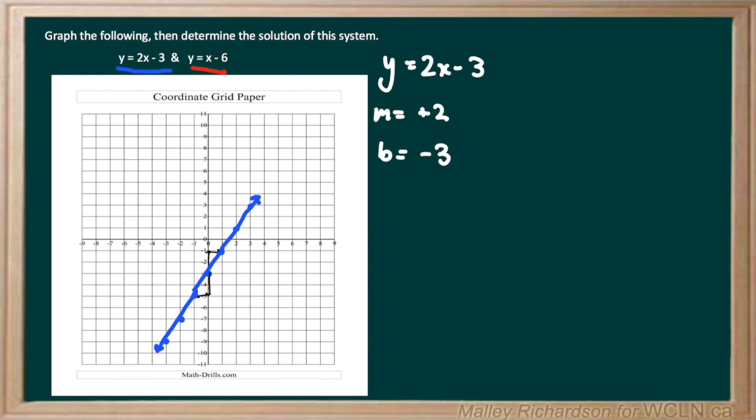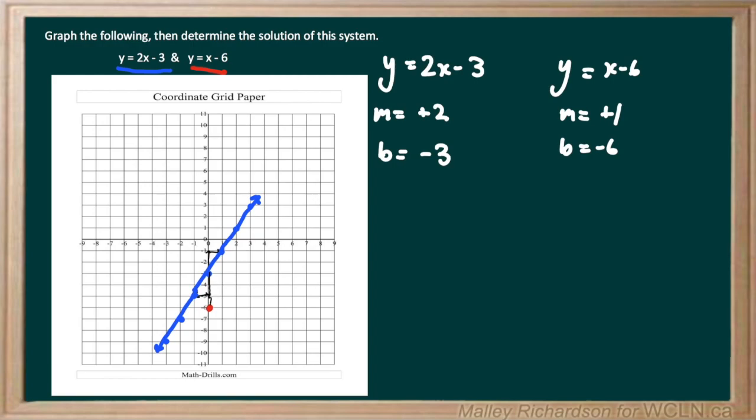Now that we're done with our first equation, let's have a look at our second equation. We have y equals x minus 6. So our slope is going to be positive 1, and our y-intercept is going to be negative 6. So again, let's start with our y-intercept. We'll go to negative 6 on our graph, and then we will apply our slope. Our slope is positive 1, so that means we can go up once and to the right once, or we can go down once and to the left once.